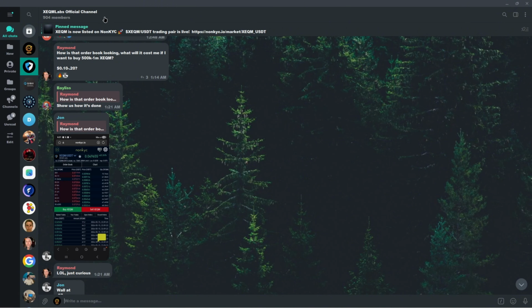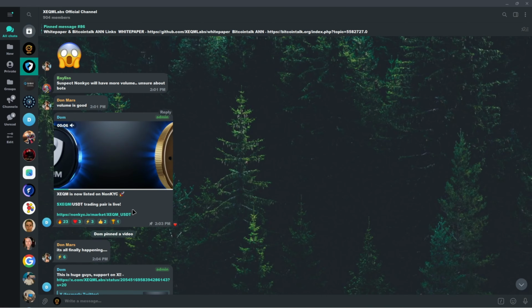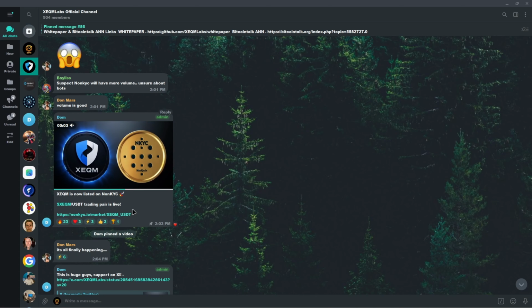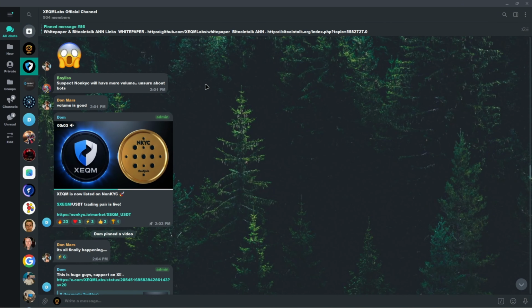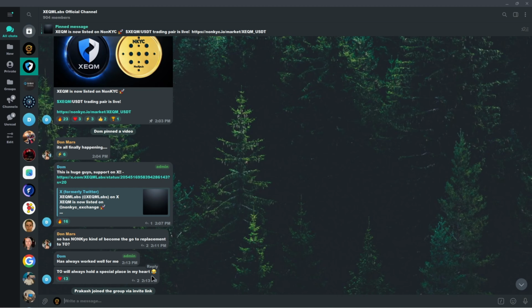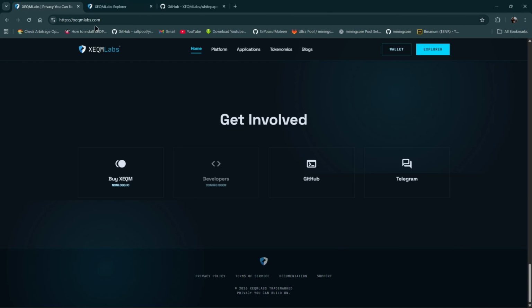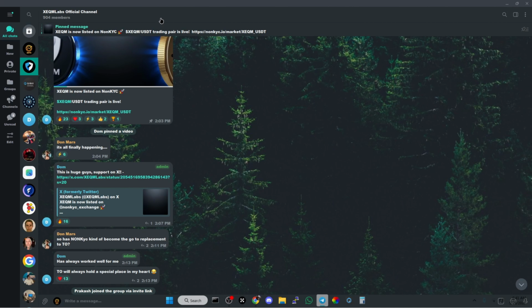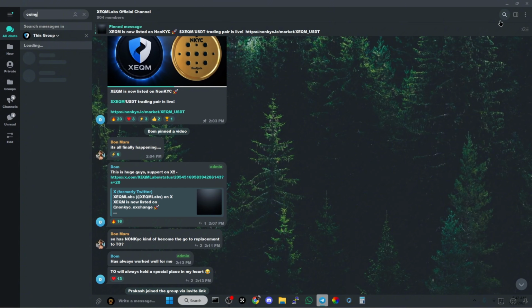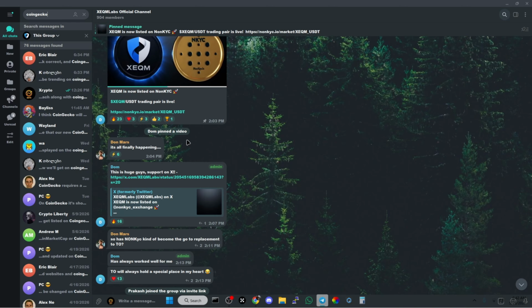Now, recently they have got listed on non-KYC. Obviously the previous coin Equilibria was listed, but then the transitional phase came, and XEQM is now listed again. They are also being listed on CoinGecko. They are not listed right now. I think their application is submitted, and they may be listed in 2 to 3 weeks' time. So now this was the Telegram group. Just to confirm, I would like to search CoinGecko over here, because there was an official update regarding that. Just a sec.